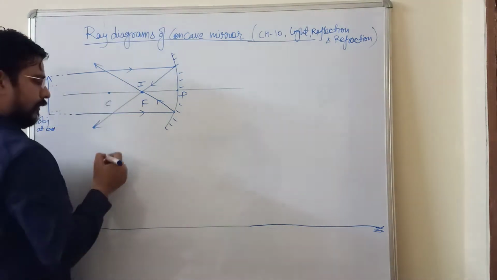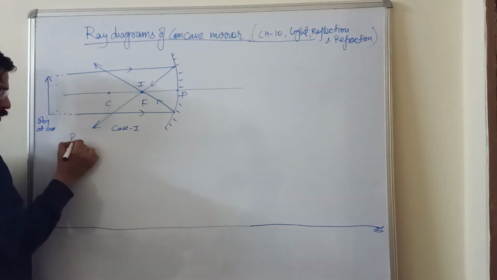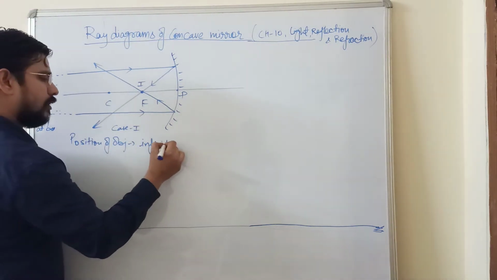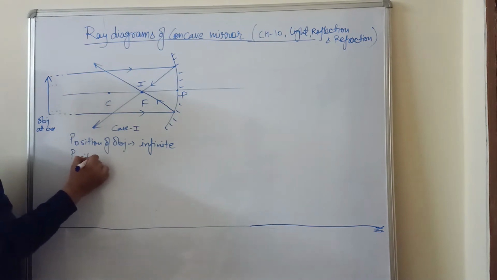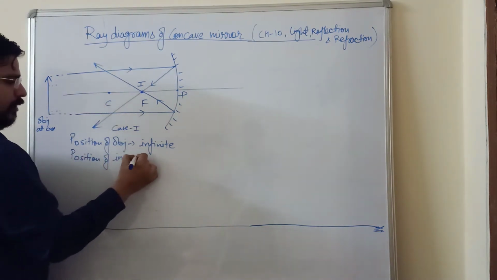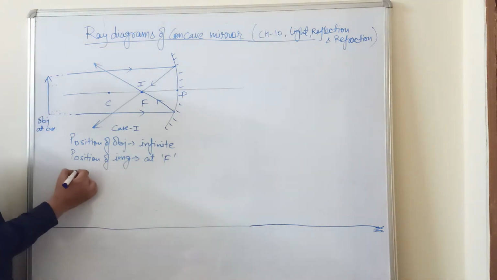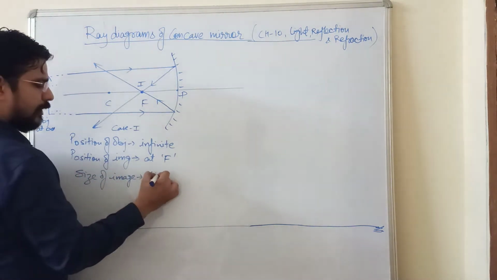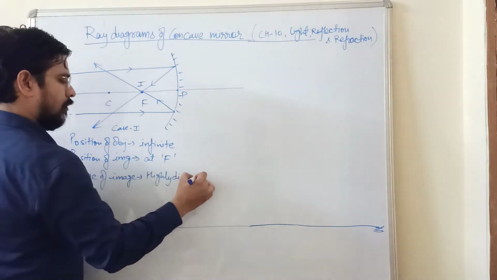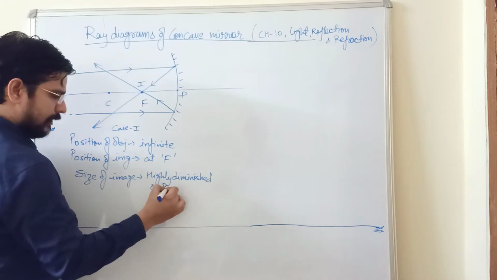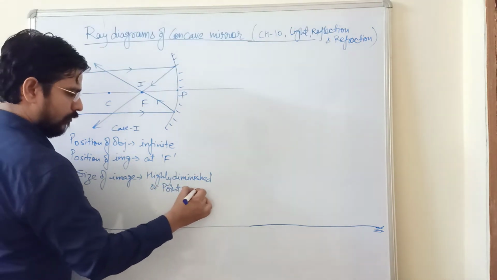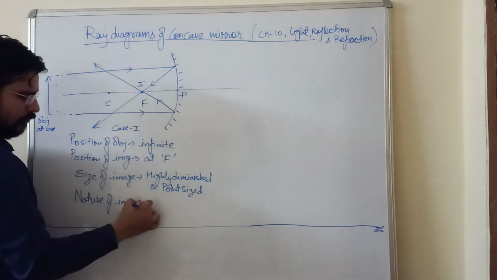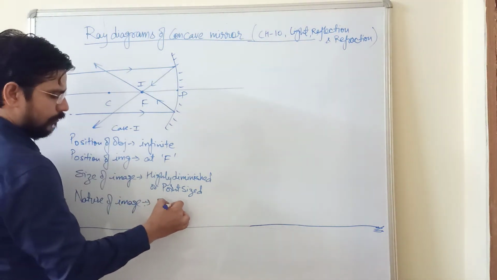So what are the points about this case? That is case 1. The position of object is infinity or infinite, and position of image is at principal focus, and size of image is highly diminished, or we can also say point sized. Nature of image is real and inverted.